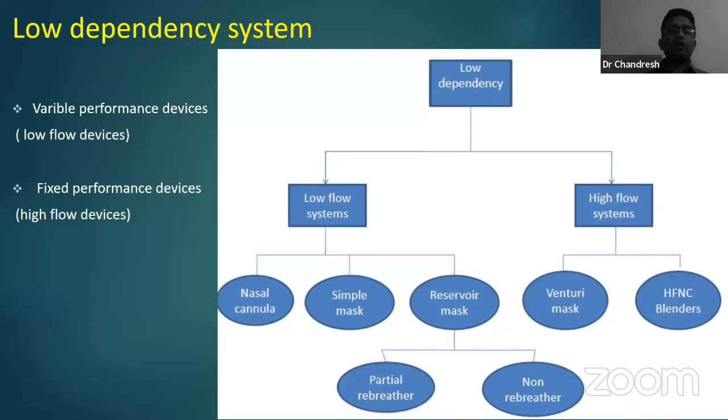And if you divide these systems into variable and fixed, it is FiO2 we are talking about. If you're talking about the low flow system, it means variable performance. Here the FiO2 will not be fixed. It depends on multiple factors, including the patient's effort and breathing pattern. But if you think about the high flow device, they can give a precise FiO2. Next.